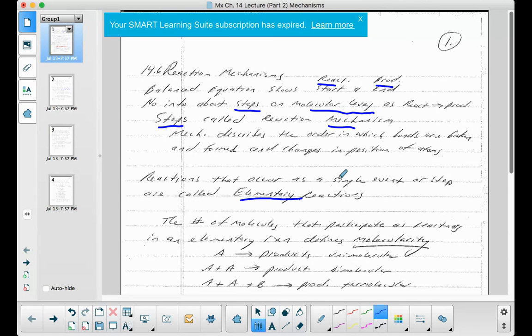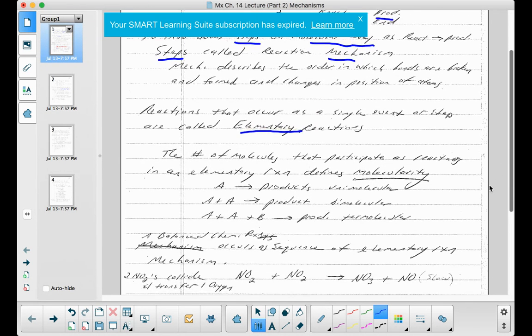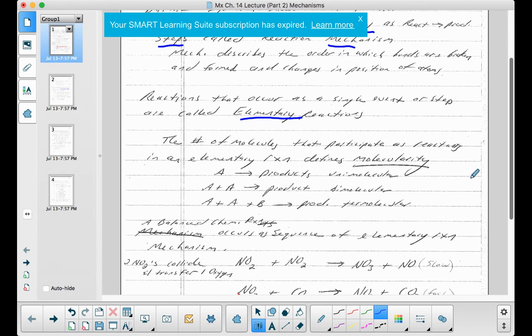So there are some reactions that, as you see them, are called elementary reactions. They don't have steps to them. And those can be defined by what we call their molecularity. So the number of molecules that participate in these elementary reactions. So there are some that occur in single steps. Most do not. Most have multiple steps to them.